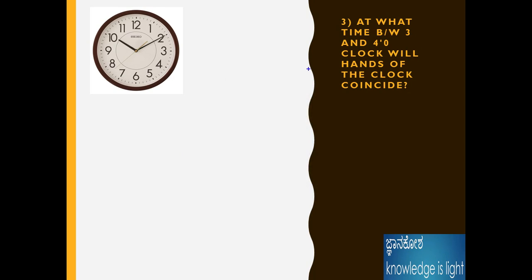Let's solve the problem. At what time between 3 and 4 o'clock do the hands of the clock coincide? Okay, I will take the formula method. The angle A is equal to 30h minus 5.5m. Coincident means the angle is zero, so I will take the angle as 0.